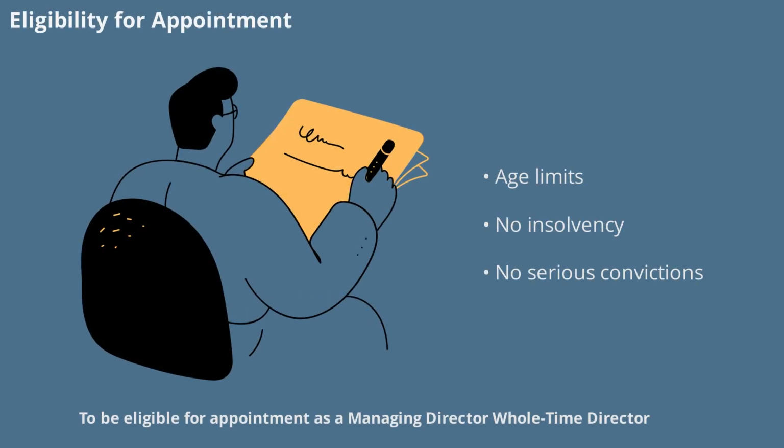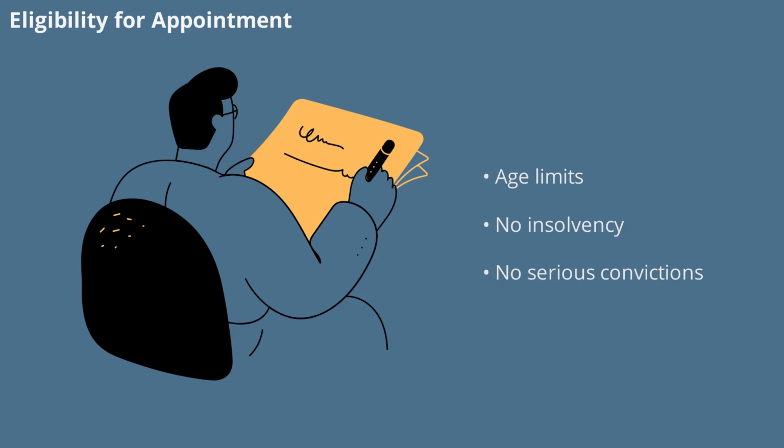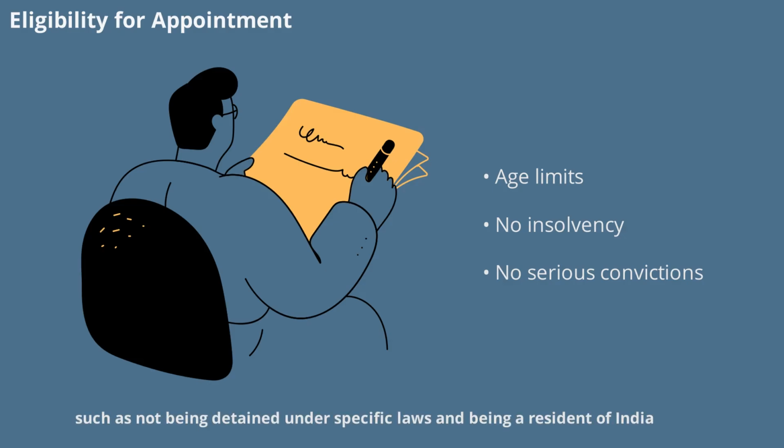To be eligible for appointment as a managing director, whole-time director, or manager, a person must not be disqualified under Section 164. They must be at least 21 years old and not older than 70, unless a special resolution is passed for those above 70. Additional disqualifications include insolvency, suspension of payments to creditors, or conviction for certain offences. Schedule V also prescribes further eligibility conditions, such as not being detained.